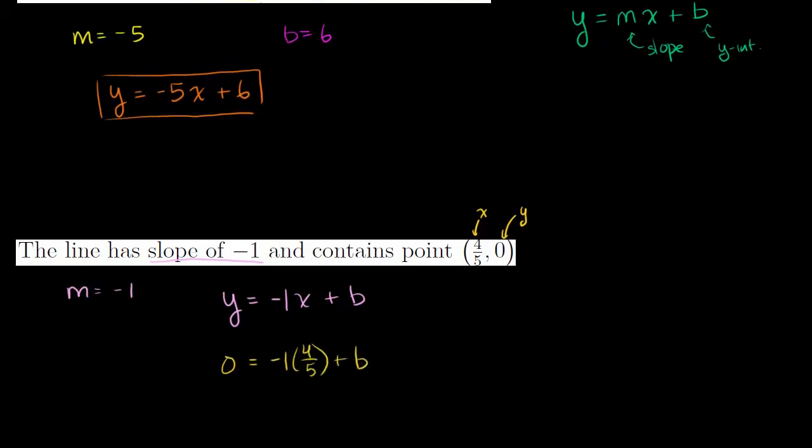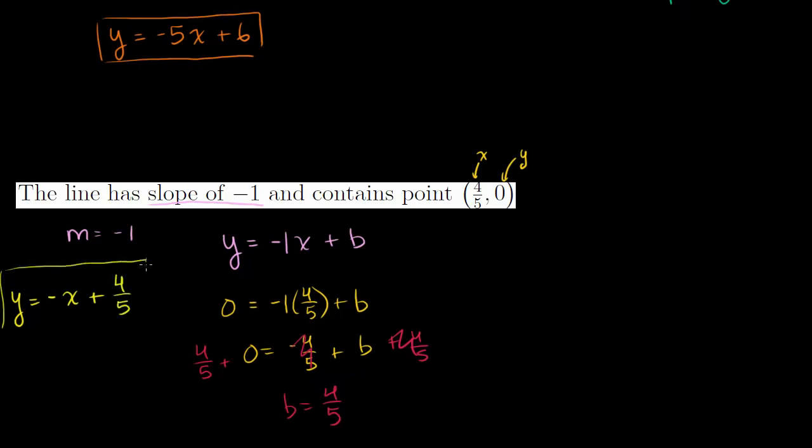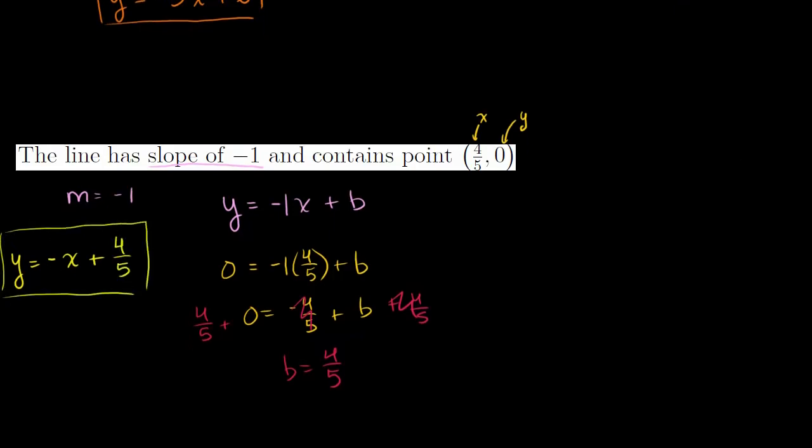Let me scroll down a little bit. So let's see. We get 0 is equal to -4/5 plus b. We can add 4/5 to both sides of this equation. The whole reason I did that is so that it cancels out with that, and you get b is equal to 4/5. So we now have the equation of the line. y is equal to -1 times x, which we should write as -x, plus b, which is 4/5. Just like that.